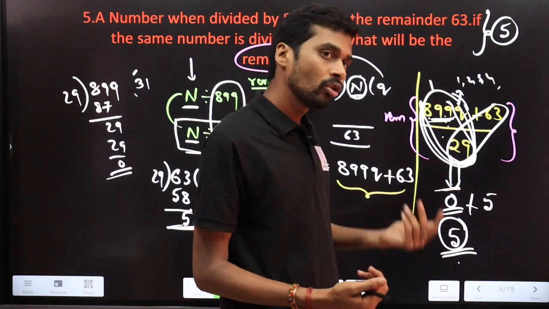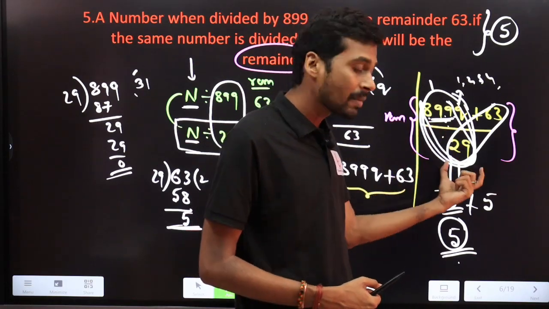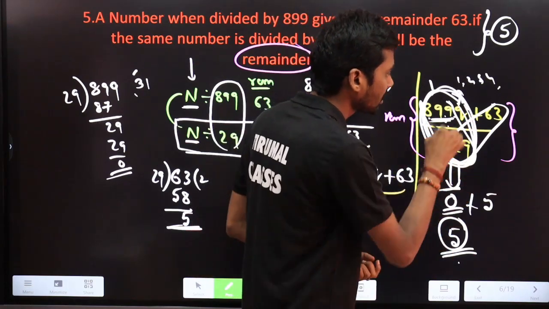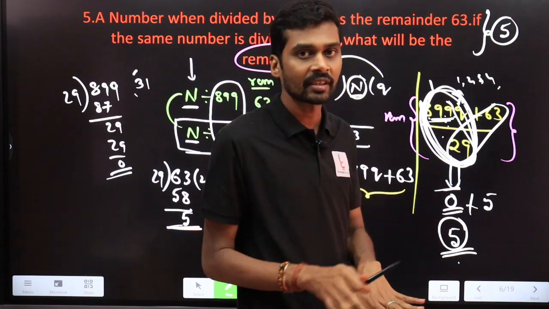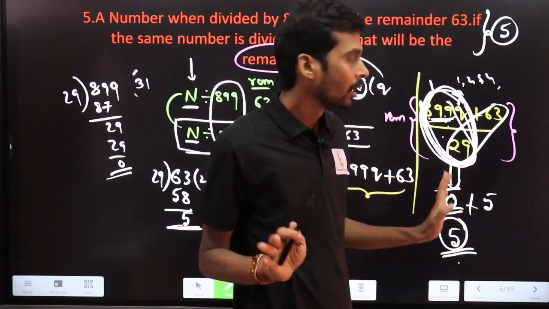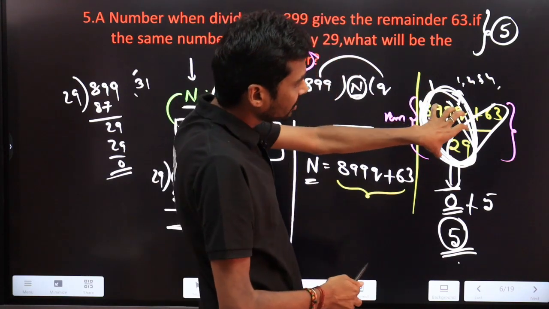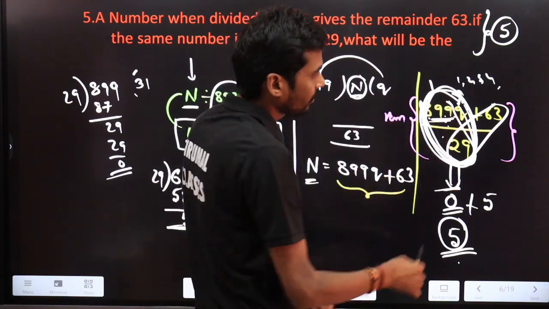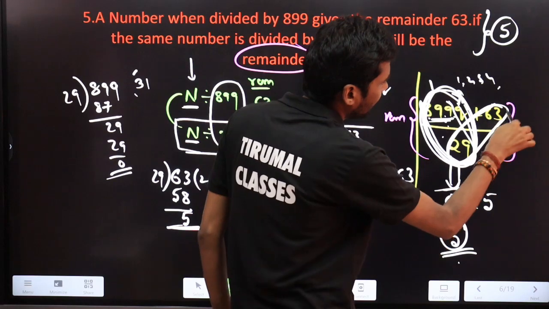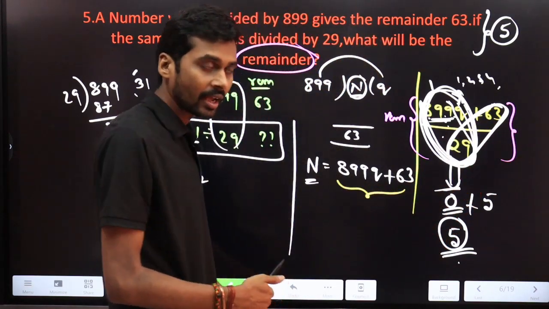But I don't know the q value. That's why this part must be equal to 0. This part must be equal to 0, then only we'll get the answer, otherwise we don't get the answer. So if we get this part as 0 remainder, then I can simply take the remaining part, the remainder, right?